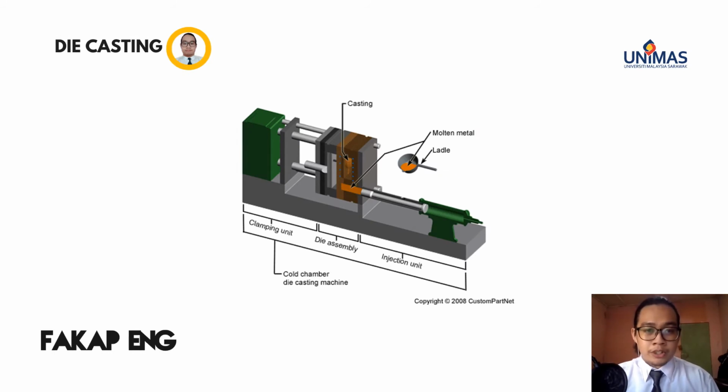Assalamualaikum. My name is Muhammad Shafiq bin Yusuf. I'll be presenting about the first process of manufacturing of mass production of toy sedan car, which is die casting. Die casting is a manufacturing process that can produce geometrically complex metal parts through the use of reusable molds called dies. The die casting process involves the clamping unit, die assembly, injection unit, ladle, molten metal, and casting. All of these units are called cold chamber die casting machine.